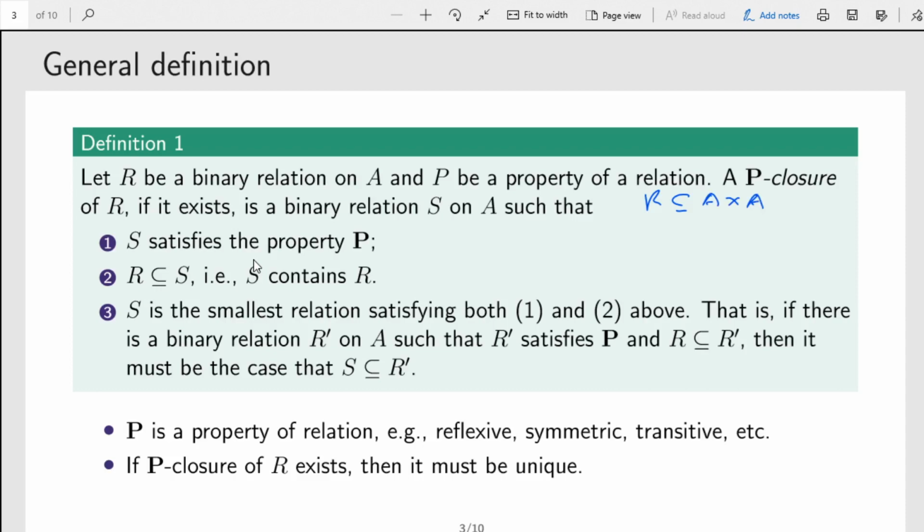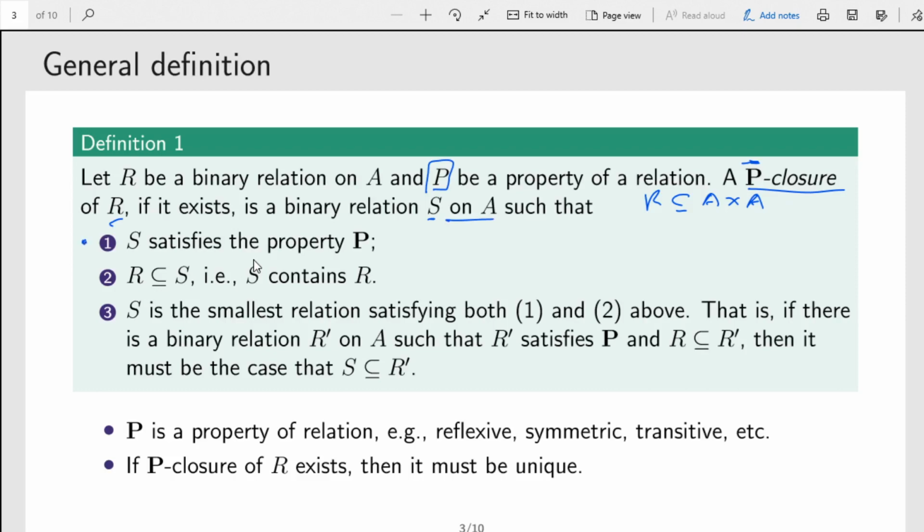Now, let P be a property of a relation. Then we say a P closure of R, if it exists, is a binary relation S. So it's another relation. It's a binary relation S on A such that these three conditions are satisfied.